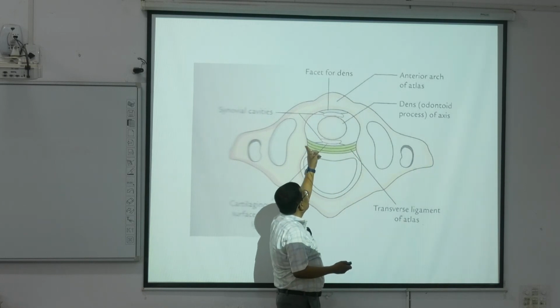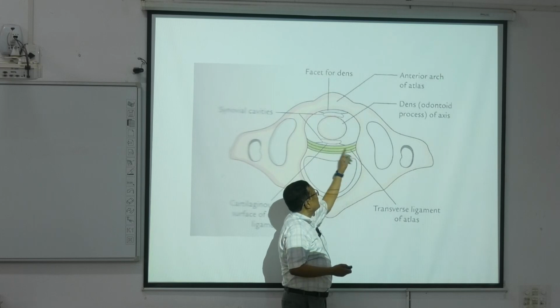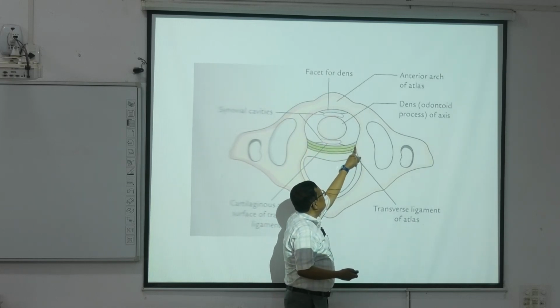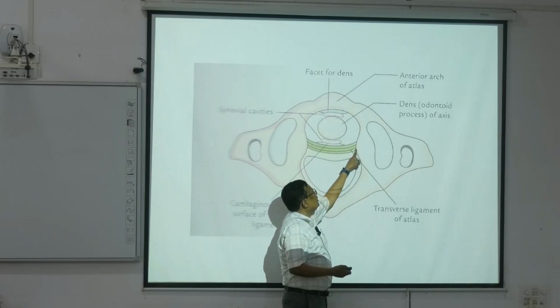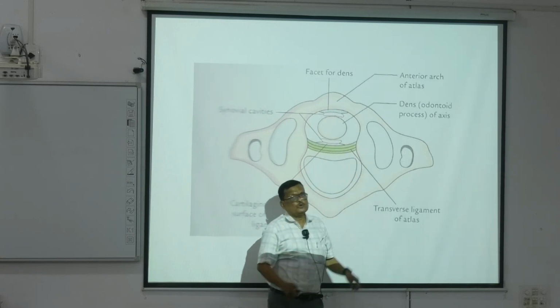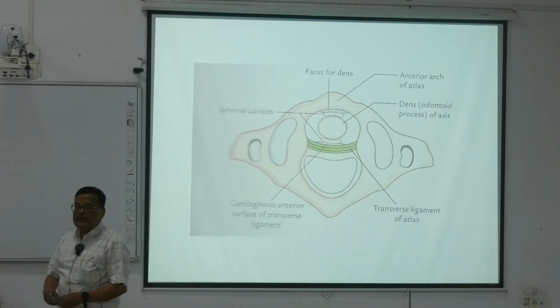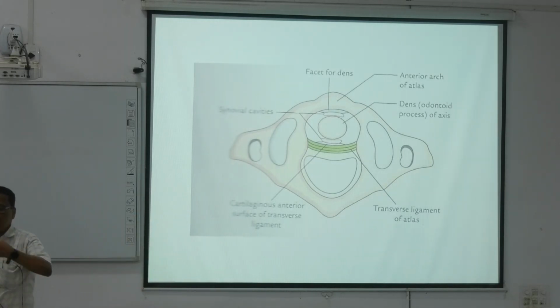On the medial surface there is a tubercle. One tubercle here and one tubercle here, and this fibrous band connects from one tubercle to the other. As it is transversely disposed, we call it the transverse ligament of the atlas. Not only that, there is another ligament.